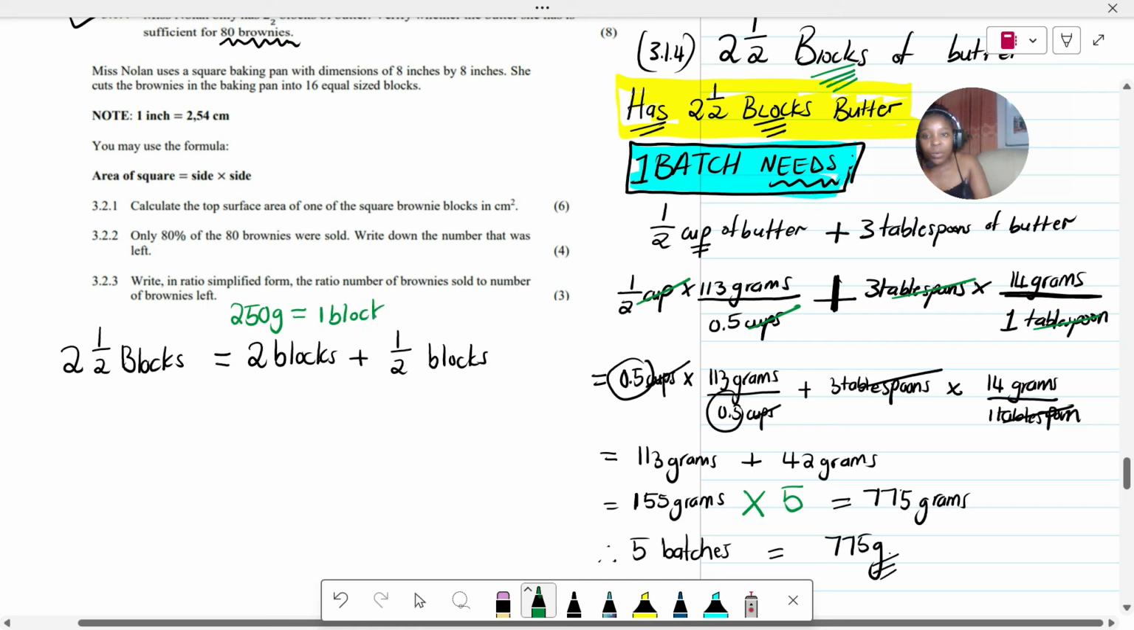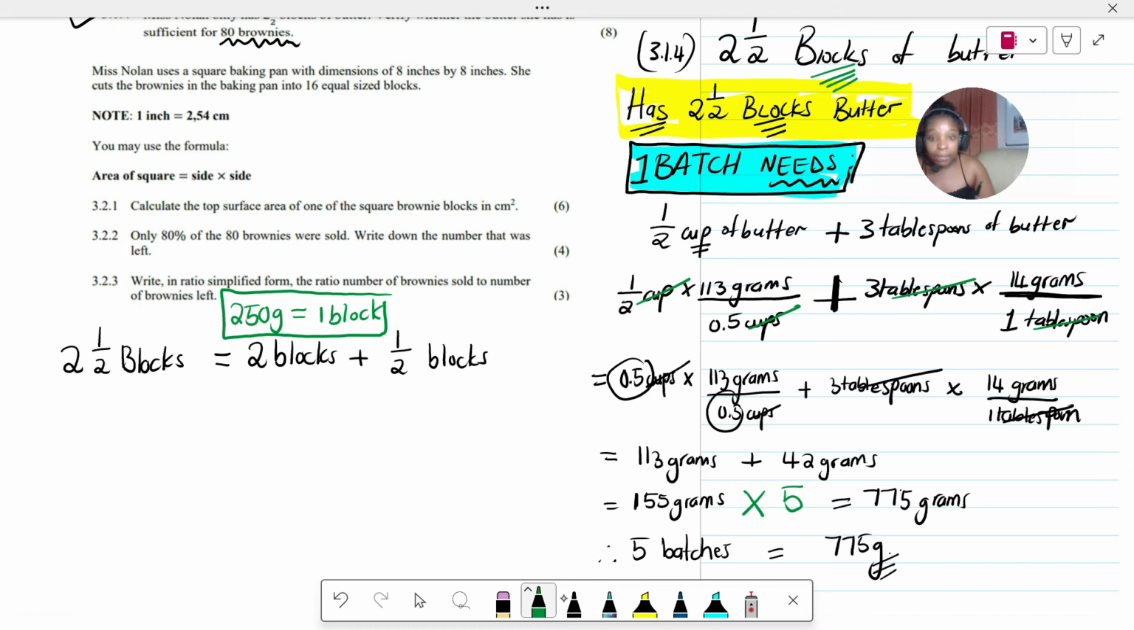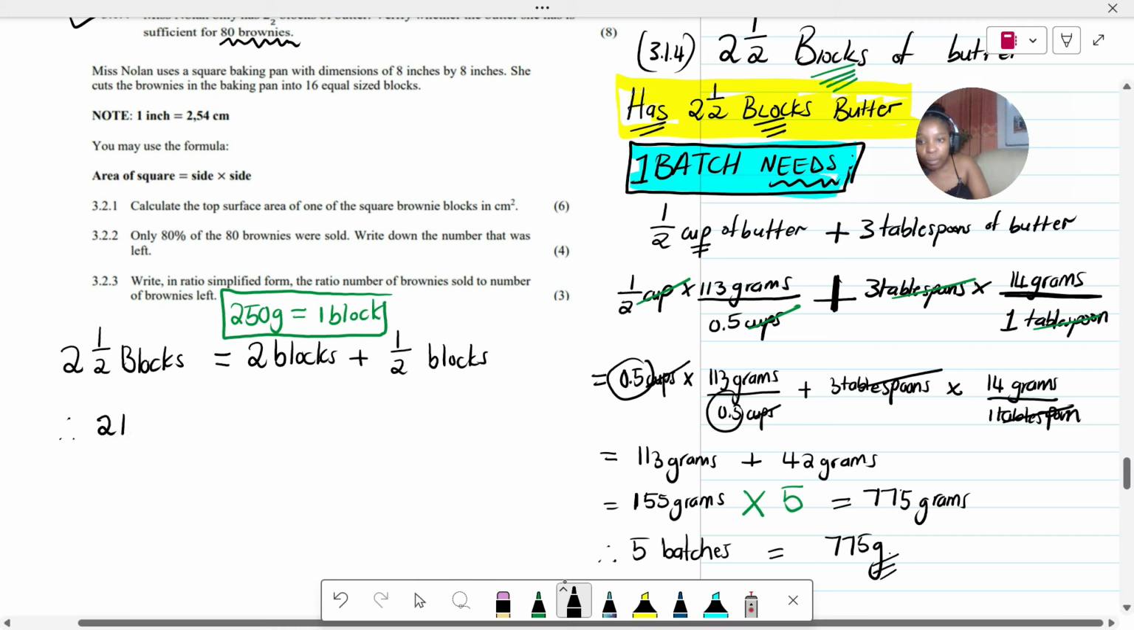Okay, so that's the equation that relates grams and blocks, because we want to convert to grams. Now what do we need to do? What's 2 blocks in grams? Therefore it's going to be 2 blocks. We want to convert it to grams, so multiply by what you want. We're going to use this equation.